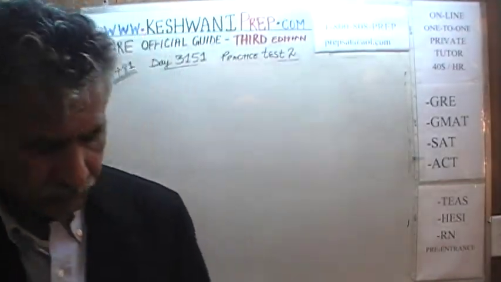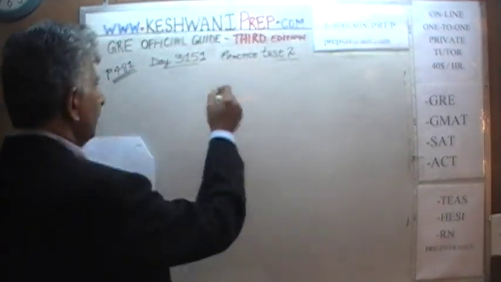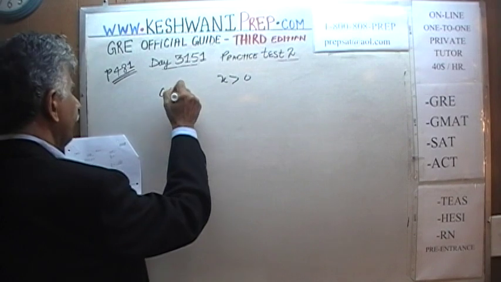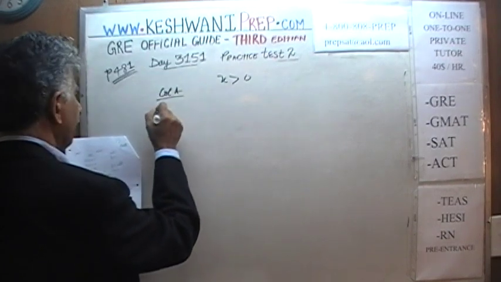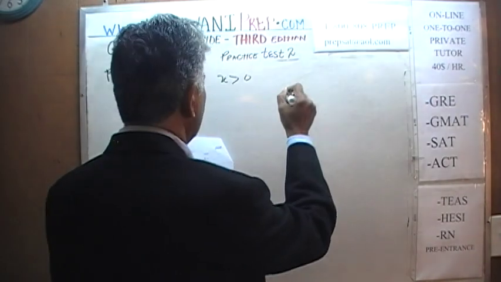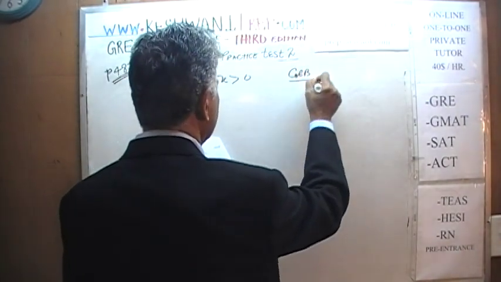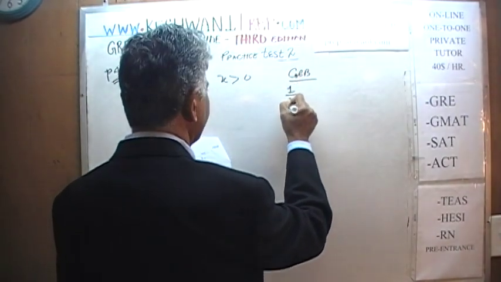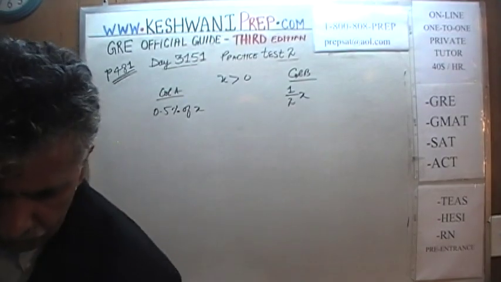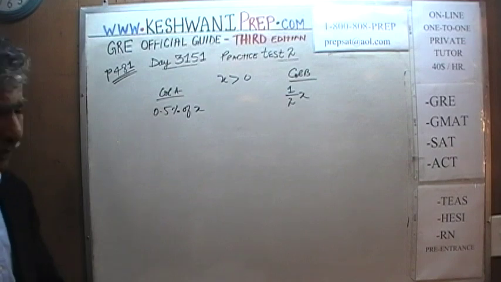Number 3 says, we are told that x is positive. That's important here. Column A says 0.5% of x. And column B says 1/2 of x. Actually, we really don't have to do anything at all.